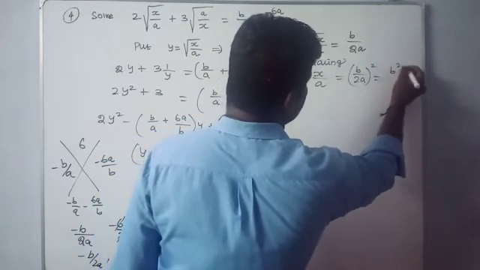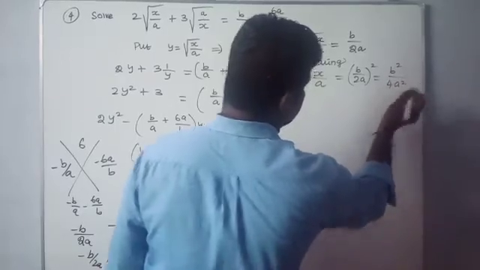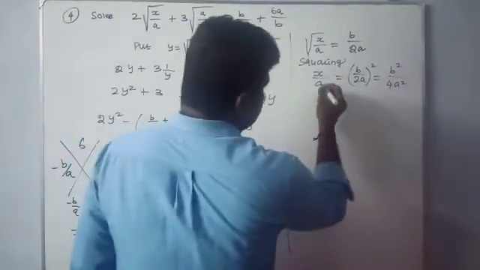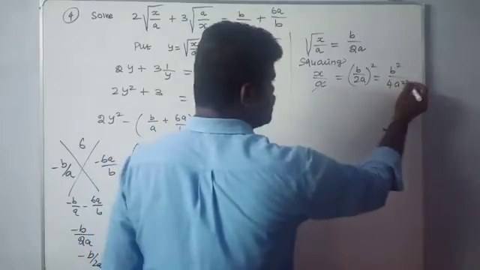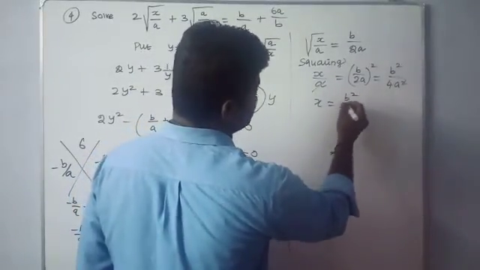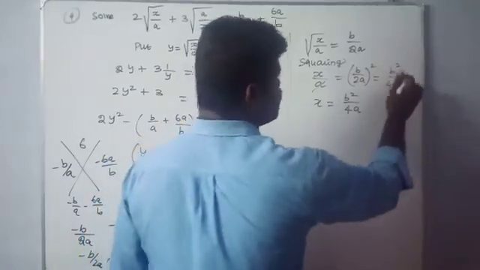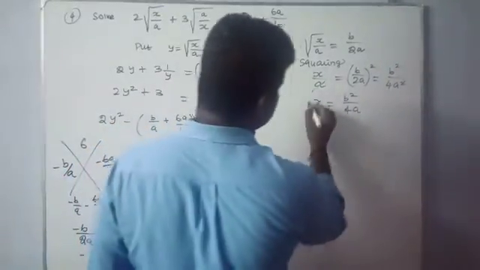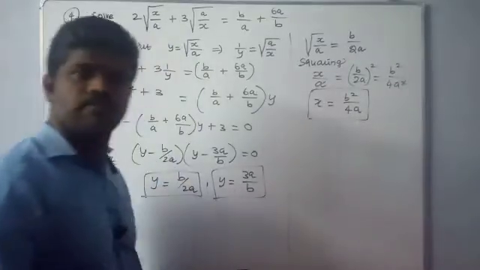Now what is the value? b square by 4a square. And cancel this a and that a square. What is the answer? x is equal to b square by 4a. b square by 4a here. This is the one value of x.